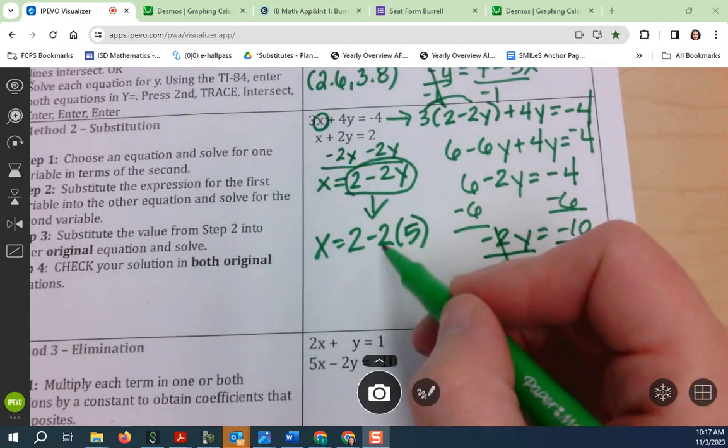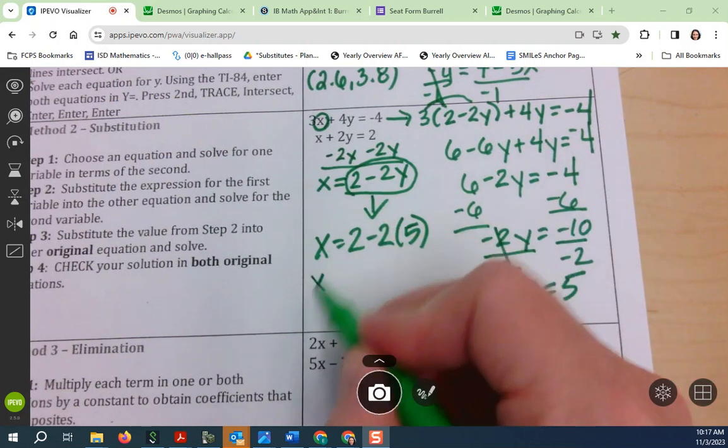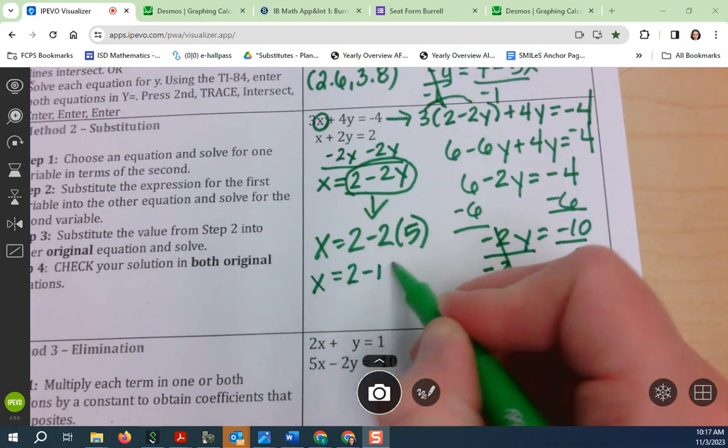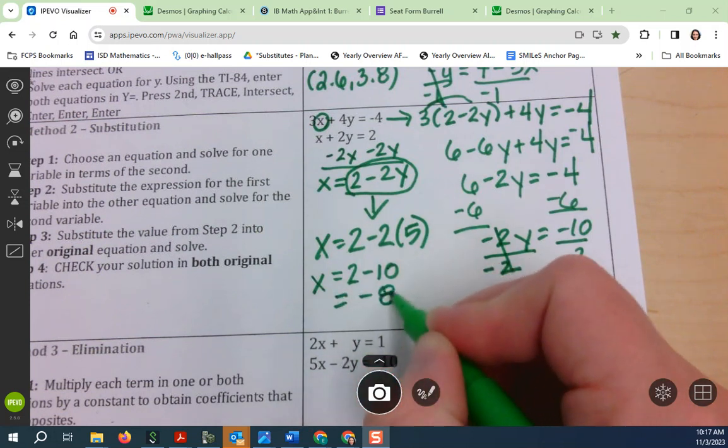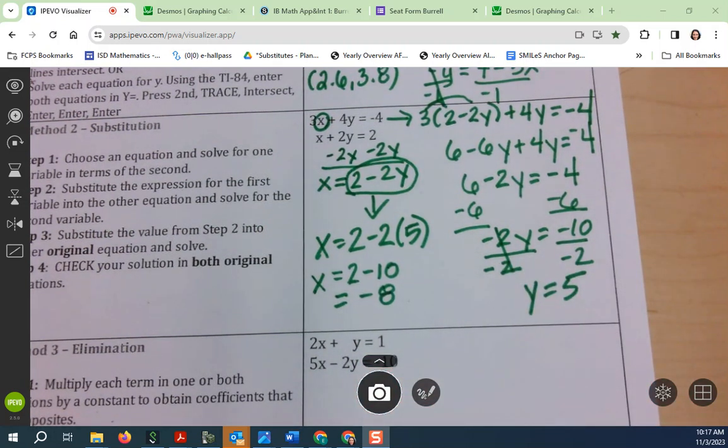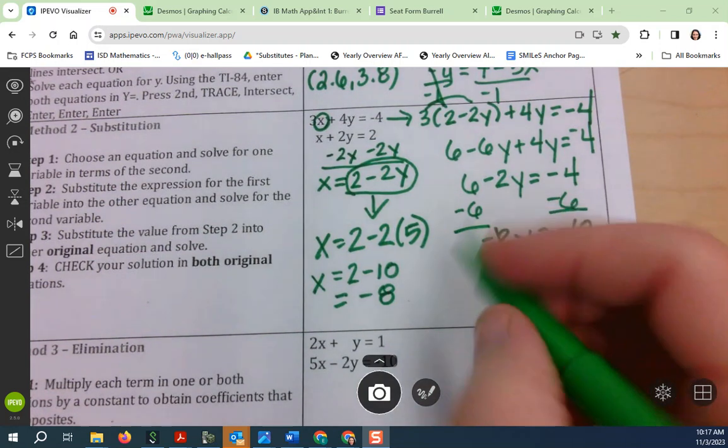Order of operations says multiply before you subtract, so I have 2 minus 10, which is negative 8. So now I have the x and the y. I'm going to express my answer as a point where the x comes first.